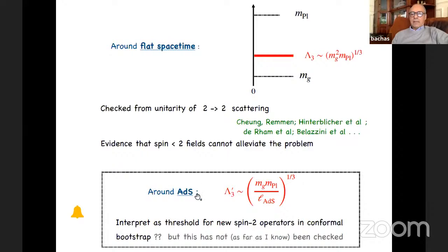Now, here I will have to say a little more because effective field theory and 2-to-2 scattering doesn't have the same meaning as before.